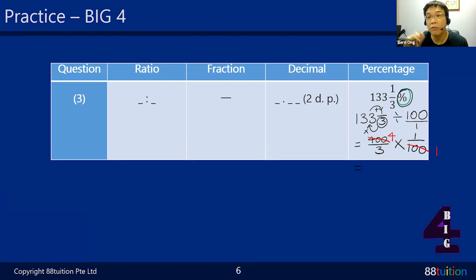Fractions are top times top, bottom times bottom. 4 times 1 is a 4. 3 times 1 is a 3. This is a fraction, and for a fraction we can simply put it as 4 over 3. And remember, fraction and ratio is the same. Left and right. So we can put it as 4:3. Can you see that?